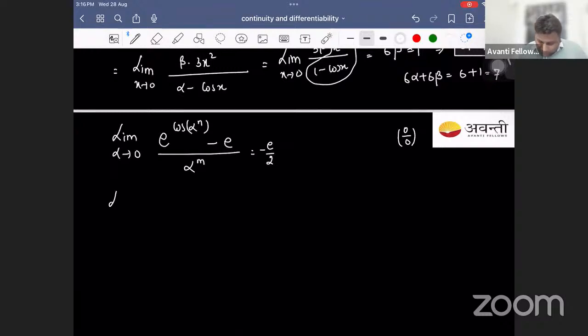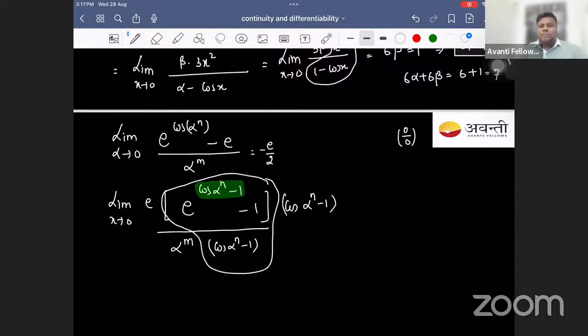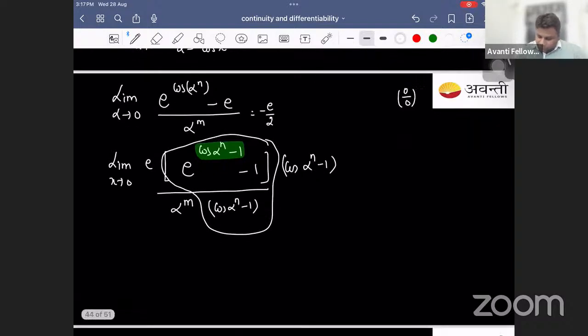So what we can do, in the limit, take e common from the numerator. You are left with e to the power cos alpha to the power n minus 1, upon alpha to the power m. Correct? Now, as alpha approaches 0, this value is getting 0. So we will multiply and divide by cos of alpha to the power n minus 1. Now this whole quantity, e to the power 0 minus 1 upon 0, is getting 1. Got it?